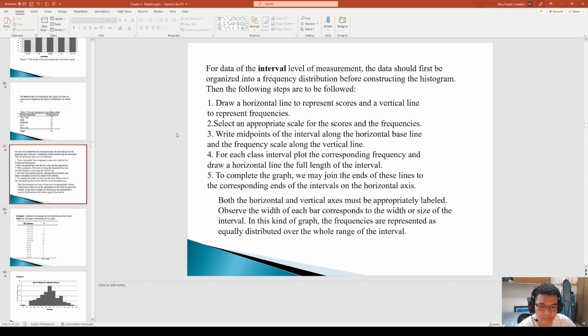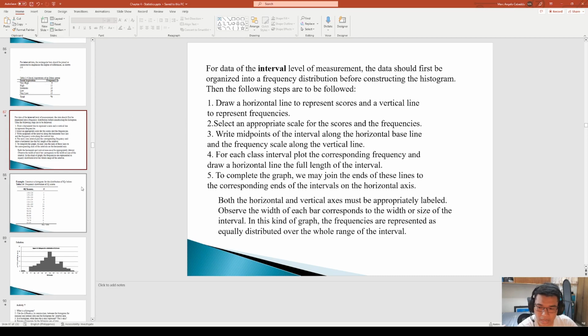before constructing the histogram. Okay? So, number one, draw a horizontal line to represent the scores, and a vertical line to represent the frequencies. Okay? So, same, y and x. So yung y, palaging frequencies. And then the x is yung categories mo. Number two is select appropriate scale for the scores and frequencies.